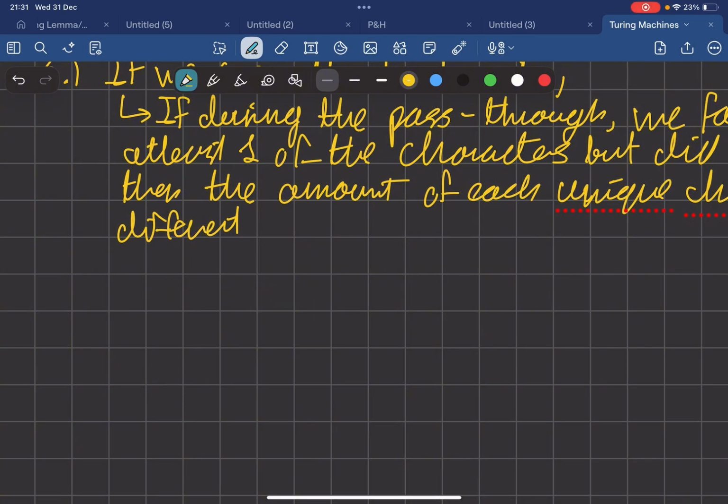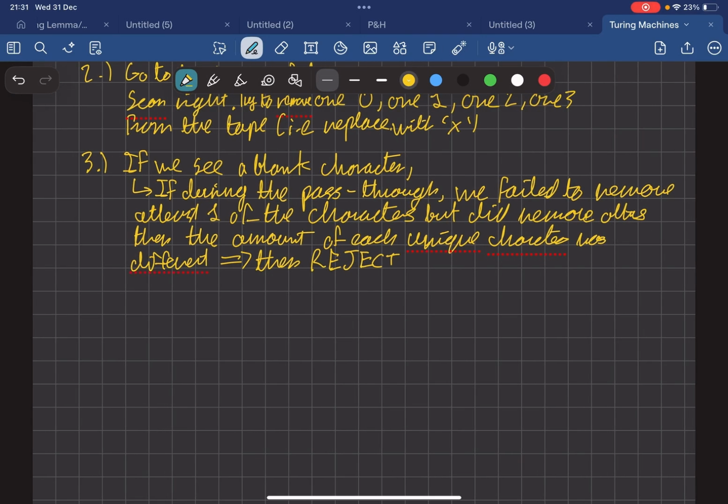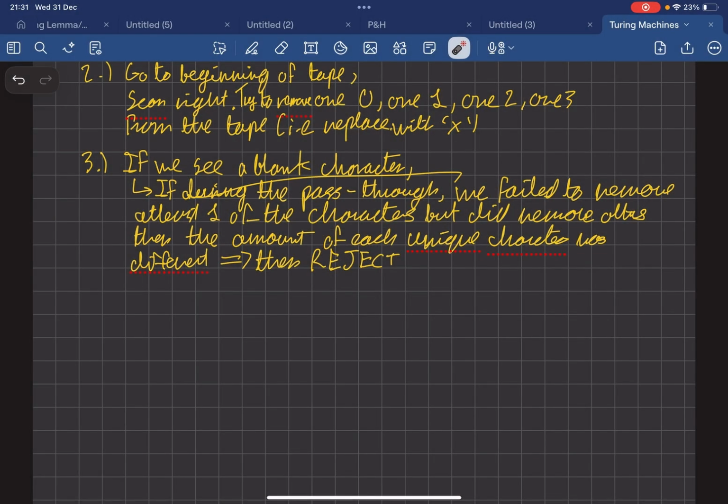Let me just try this again. So just to reiterate, if we pass through the entire input and we found that we couldn't cross out one of the characters because all of the instances of that character were already crossed out, but we could cross out other characters, that means there were more of that other character in the input than the one we failed to cross out. In that case, we reject.